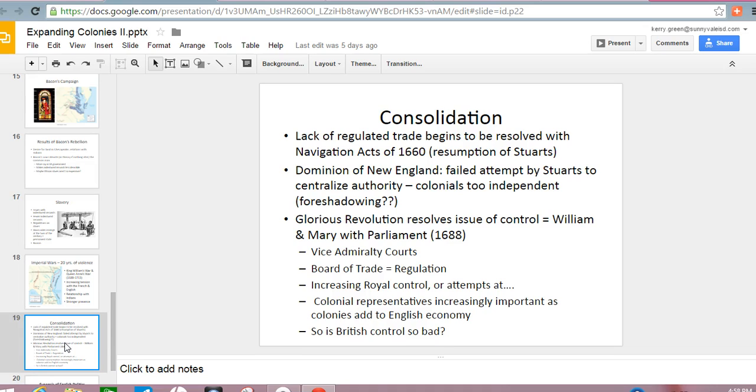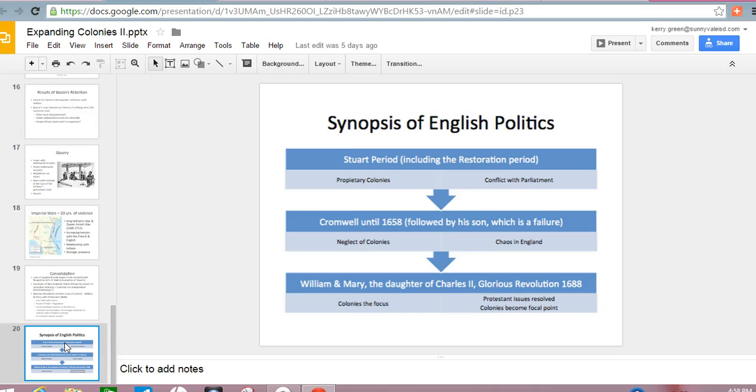And so there's some attempts at increasing royal control. Colonial representatives that are in the colonies from England become extremely important. The colonies become extremely important to the English economy in the early 1700s. And so at the end of the day, we can ask the question if British control was really all that horrible. And so this is just kind of a synopsis of English politics, because in order to understand how these colonies come into being, how they get developed, and some of the dysfunction that gets laid down, you have to understand this political system and how they work and how they don't work.